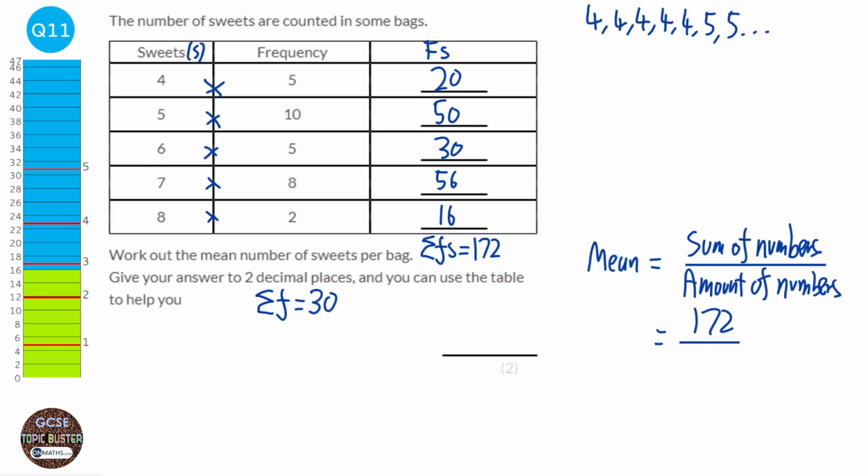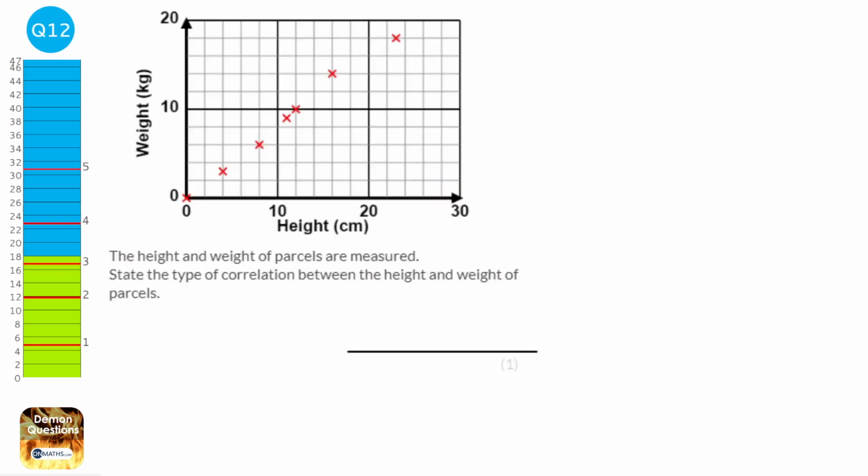So all we need to do to work out the mean is 172 divided by 30, which is going to be 5.733 and so on. It wants it to 2 decimal places, so what we're going to do is just round that to 5.73. So we can quickly draw a line of best fit for here, and it looks something like that.